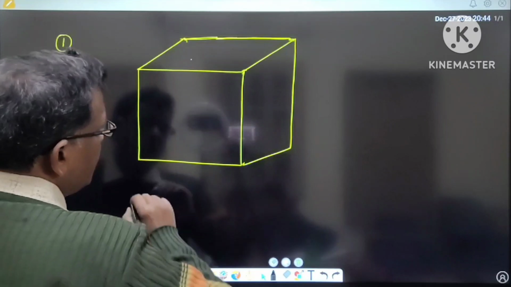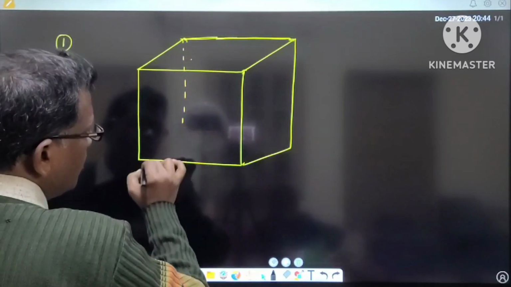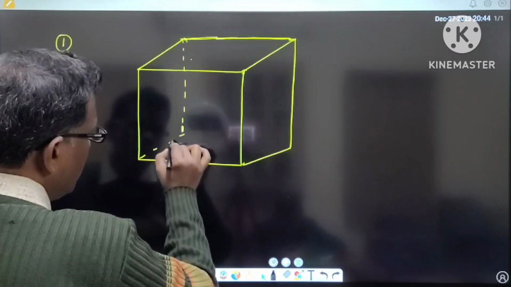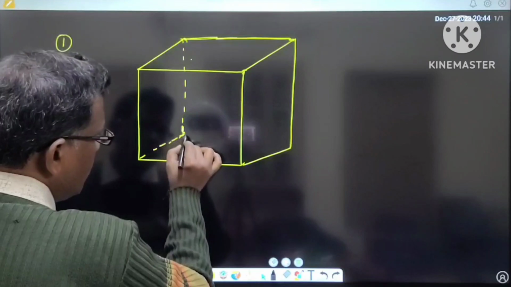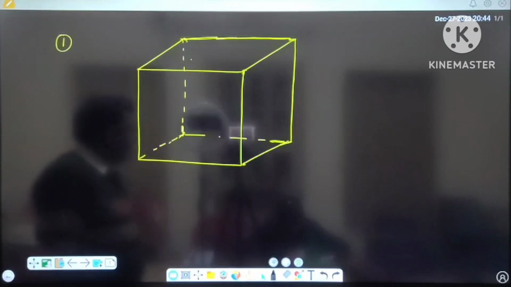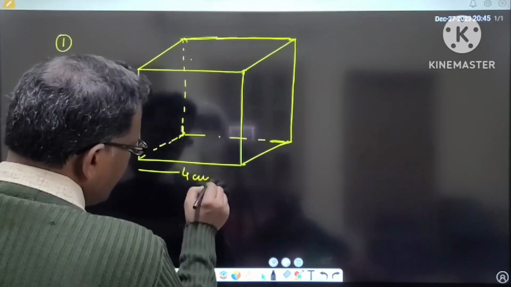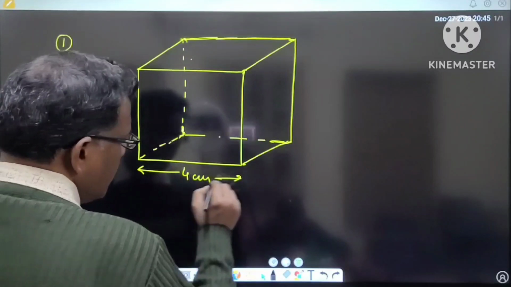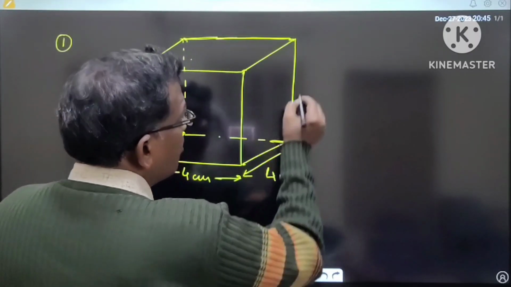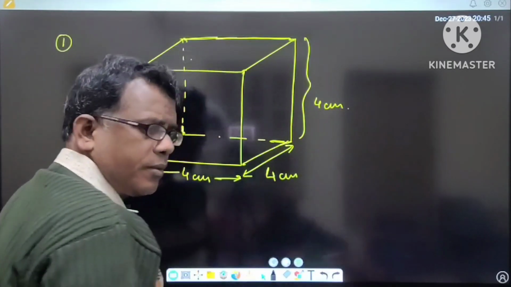This is a cube, right? This cube is of edge 4 centimeter. Okay, it is a cube of edge 4 centimeter. All sides are 4 centimeter each.